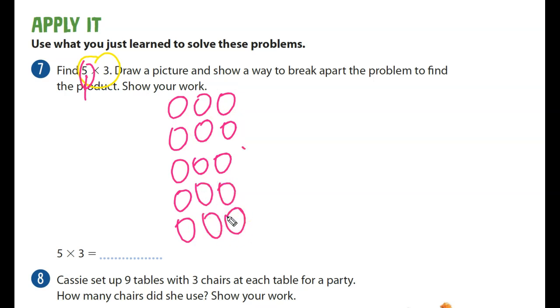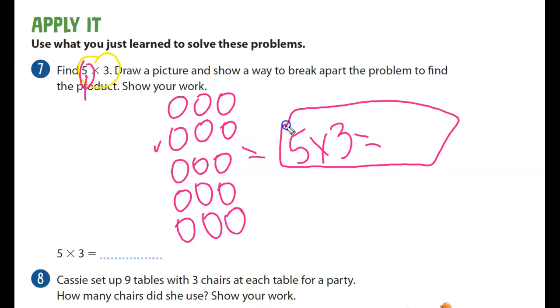That represents 5 times 3. So this is an array, and this is my multiplication sentence. So 5 times 3 would be what? 15? Well, I'll have to count all the circles then. 1, 2, 3, 4, 5, 6, 7, 8, 9, 10, 11, 12, 13, plus 2 more, 14, 15. So 5 times 3 is 15.